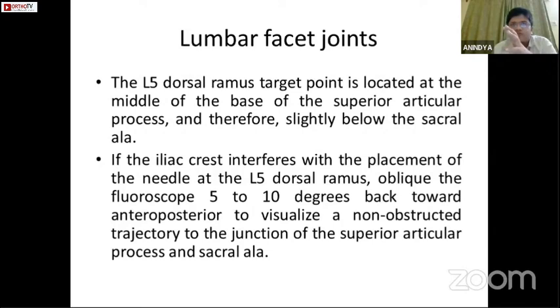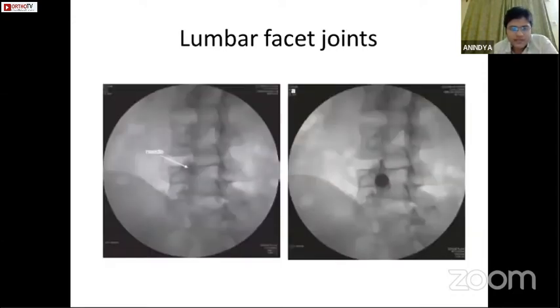So when blocking the L5 dorsal medial branch, if you're targeting the L5-S1 joint, you have to move your fluoroscope, your C-arm, accordingly to go for that region. So again, this is what the operators have done: they've targeted the joint, gone inside the joint and put in an intra-articular injection. Some people use this also.